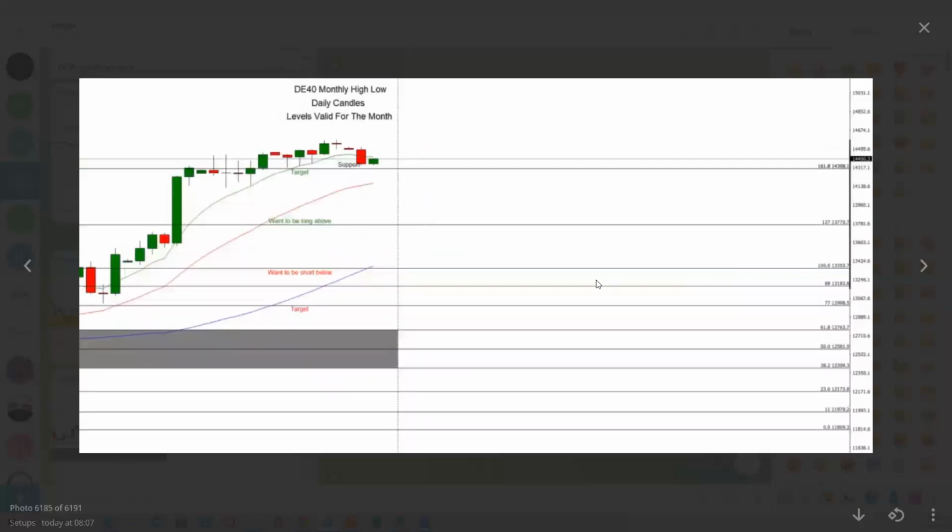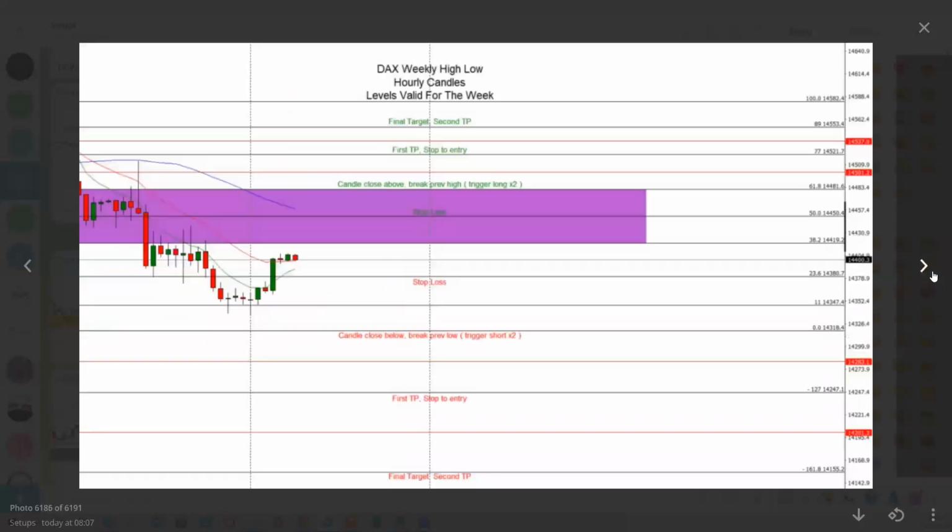On the DAX monthly high low, currently above all the levels. So we need to wait for moving average crossover for any indications.